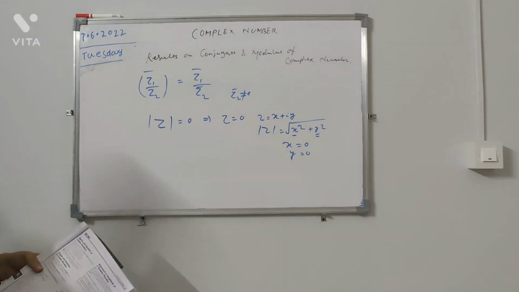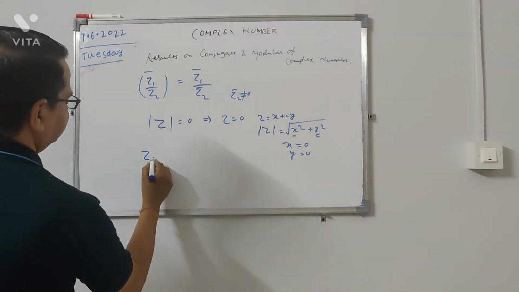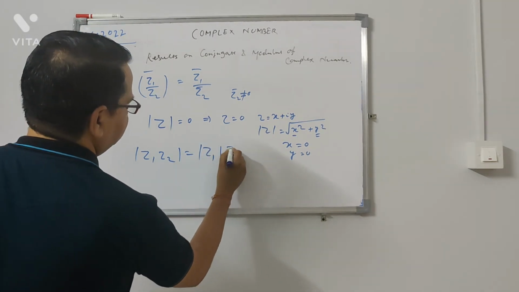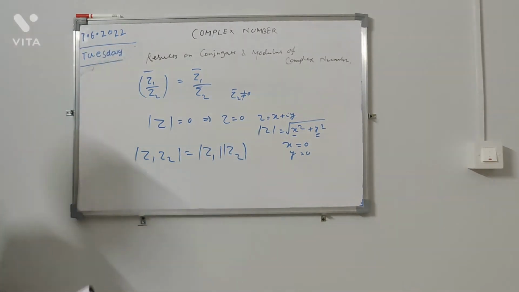And again, there are some more. Modulus of Z1 Z2 is equal to modulus of Z1 into modulus of Z2. So these are some of the properties. We are not going into the derivation of it, but just remember all these things.